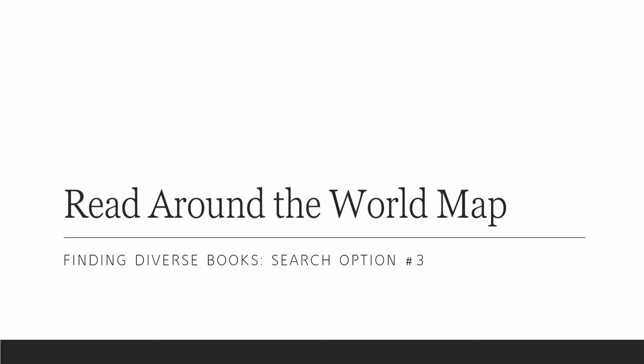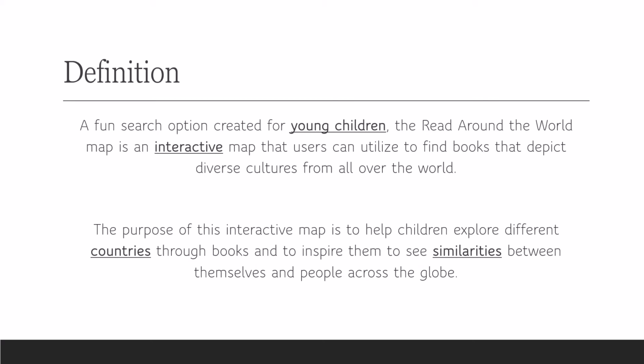The last search option that educators can utilize on abookandahug.com to discover diverse books is the Read Around the World map. A fun search option created for young children, the Read Around the World map is an interactive map that users can utilize to find books that depict diverse cultures from all over the world.